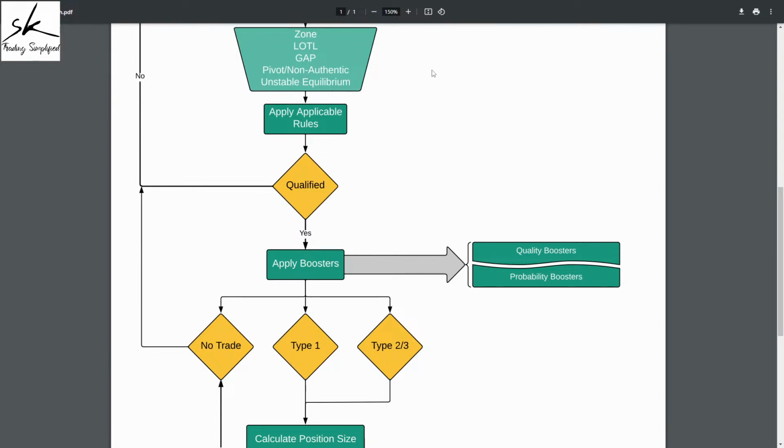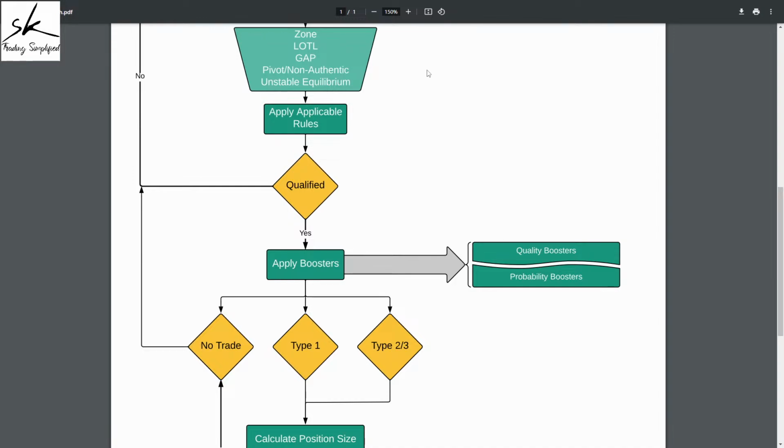Once the zone has been identified, the next step is to qualify it. And for qualification, we have a 2-step process. In step 1, we'll qualify it based on certain conditions. And in step 2, we'll qualify it based on the booster scoring. So the very first thing we'll check is whether the zone we have identified can be a case of level on top of level.